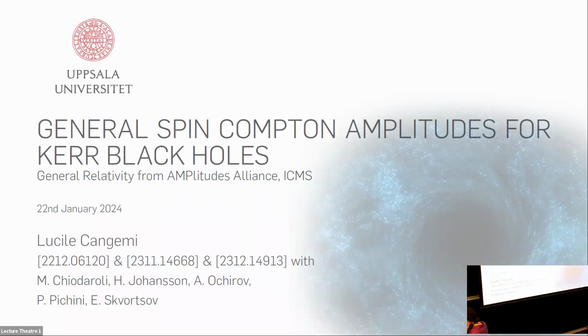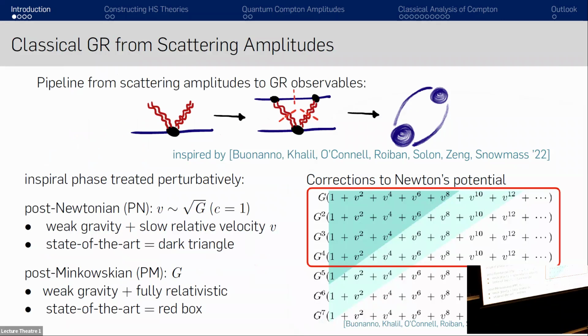So as said, I'm going to talk about my recent work on scattering amplitudes that are relevant for Kerr black hole scattering. Maybe I really don't need to do the motivation for this crowd, but the idea is that we can extract some classical information from scattering amplitudes, maybe by computing scattering observables, which can then be related to observables for binary black hole orbits and even mergers.